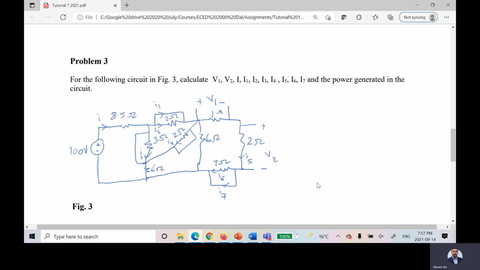For the following circuit, it is so bright here, I don't know why. For the following circuits in figure 3, calculate V1, V2, I1, I2, I3, I6, I5, I7, many things. And the power generated in the circuit. The power generated in the circuit is which power? Is it the power in the resistance or the power from the supply? Yeah, I'm asking what is the power generated? Is it the power in the supply or the resistors? The supply. Okay, another question. Do you expect that this source is active or it could be passive?